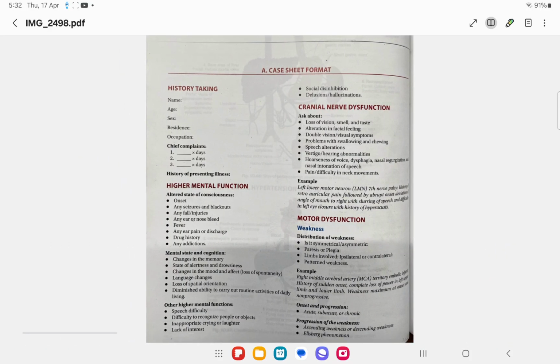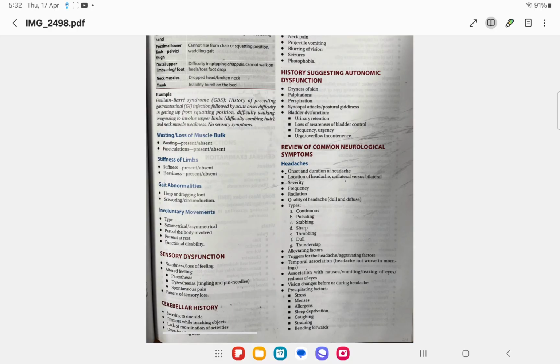For higher mental function, you just need to understand what points you are going to ask. Altered state of consciousness, mental status, cognition, or some other history like speech difficulty, you have to mention. Then cranial nerve dysfunction, motor dysfunction, how it progressed, proximal or distal, and sensory dysfunction. Anything there you can mention, but mostly for a stroke patient there won't be any sensory dysfunction noted. And cerebral dysfunction, there is not much there because the cerebrum will be intact in cortical and subcortical stroke. For UG level, these two cerebral strokes are PG level. And autonomic dysfunction, then we have some common headache and seizure.